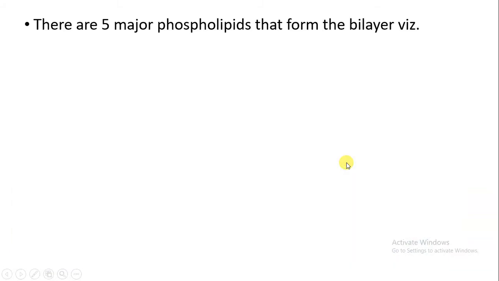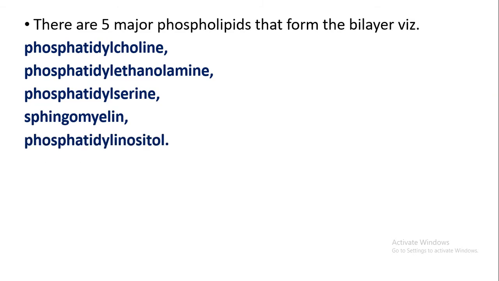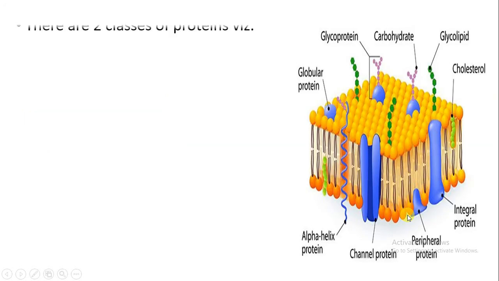So the phospholipid, which forms the bilayer, has five major types: phosphatidylcholine, phosphatidylethanolamine, phosphatidylserine, sphingomyelin, phosphatidylinositol. And here, if we concentrate cholesterol and sphingolipid, when they are in clusters and in small semi-solid patches of highly organized structure, these are called lipid rafts.